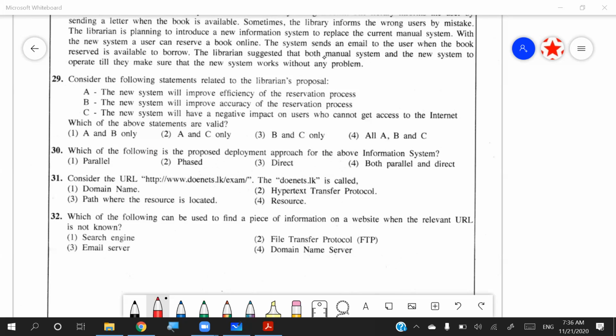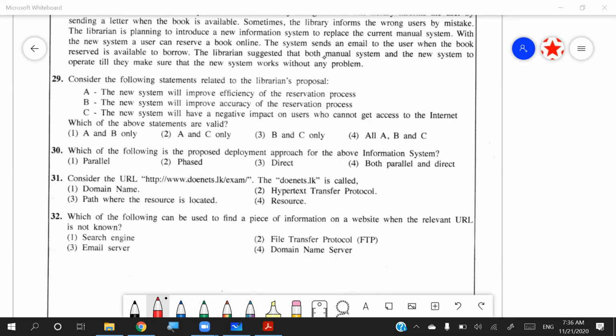But the disadvantage is you have to do the same task twice, because you have two systems until the parallel deployment ends, right? So you have to do the thing in the old system as well as the new system. That is a disadvantage. It consumes more time.